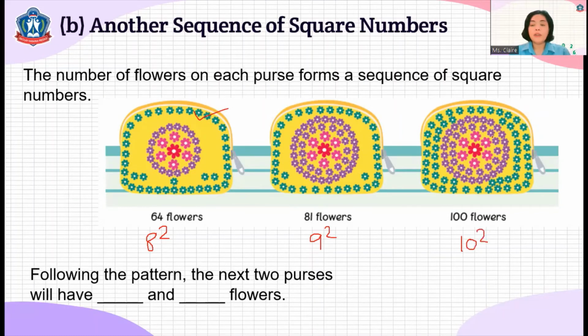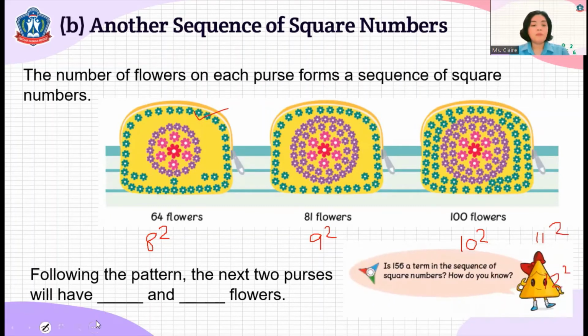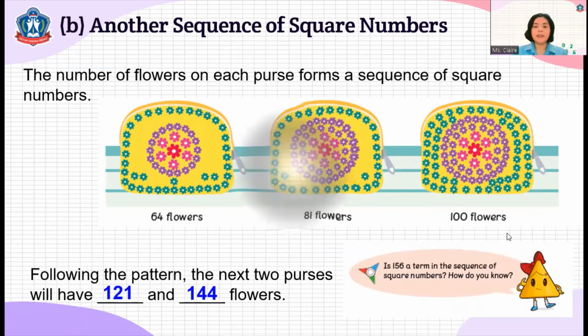If we continue this sequence, what will be the numbers? How many flowers are there in the next two purses? So it means 11 squared and 12 squared. So 11 times 11 is, yes, 121. And 12 times 12 is 144. So these are the next two purses. We'll have this number of flowers on their pattern. Okay, P6?